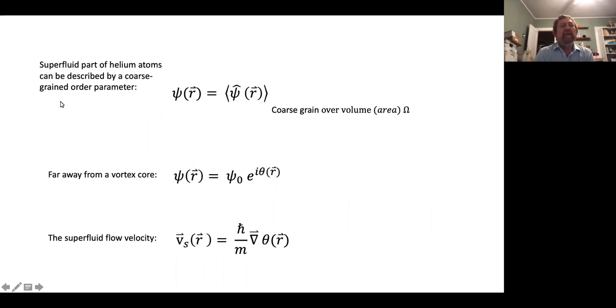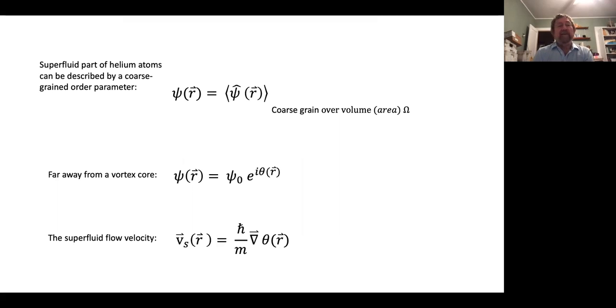Now, the superfluid part of the helium atoms can be described by a coarse-grained order parameter. In other words, suppose we take the field operator, psi hat, and average its expectation over some small volume, which is large enough to contain a large number of helium atoms, but very small on a macroscopic scale. This operation is called coarse graining.